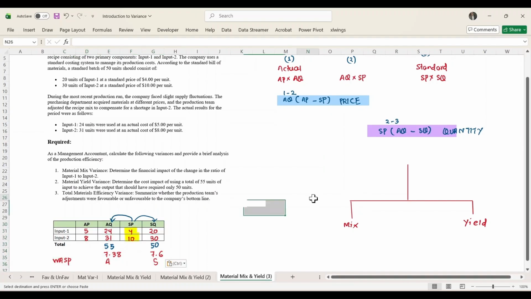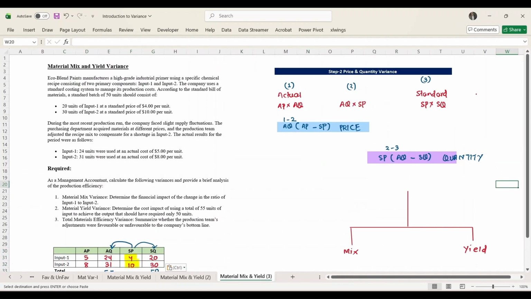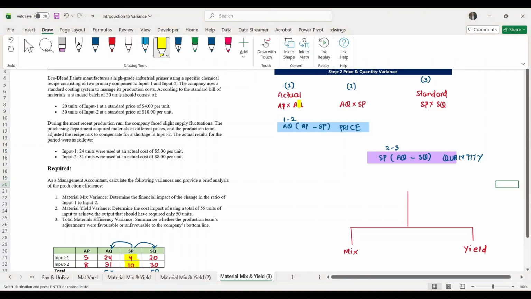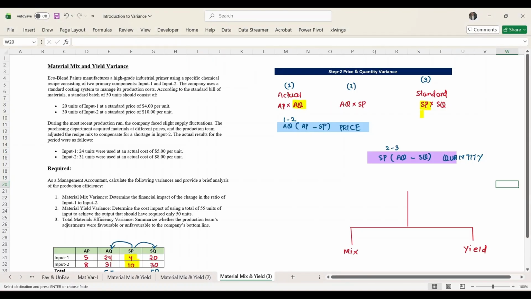Let it be here. So now see, we'll do the price variance and quantity variance. First we have to write down actual price into actual quantity. Here in the extreme right, we'll write down standard price into standard quantity, and we'll take those points in between: actual quantity here and the standard price comes here. We'll find 1 minus 2 to get the price variance, which is actual quantity common, actual price minus standard price. And for the quantity variance, we'll do 2 minus 3, which will get SP AQ minus SQ.